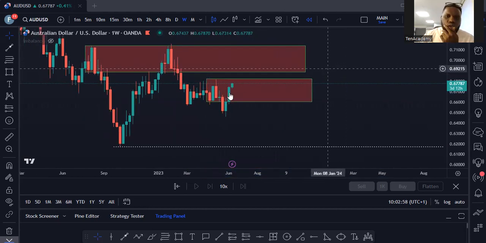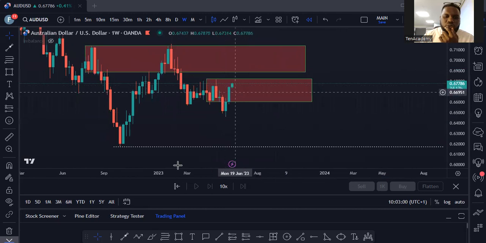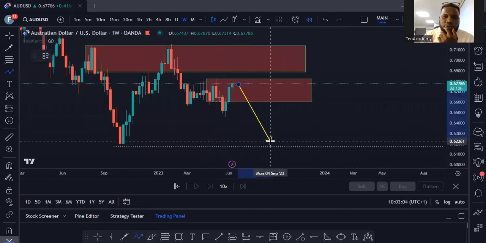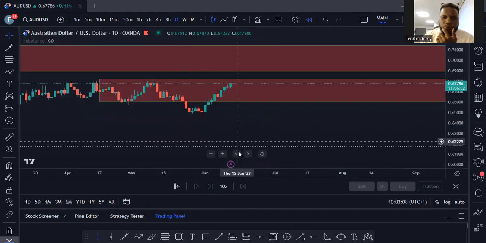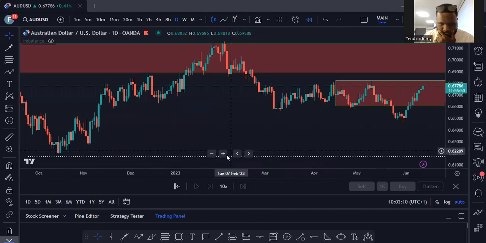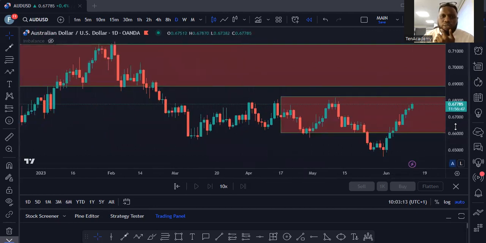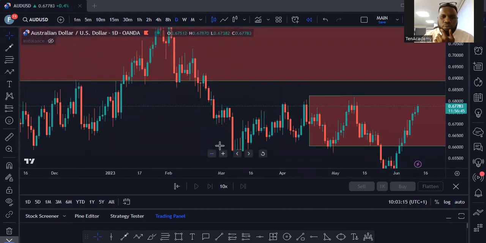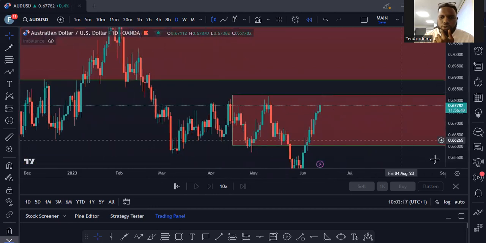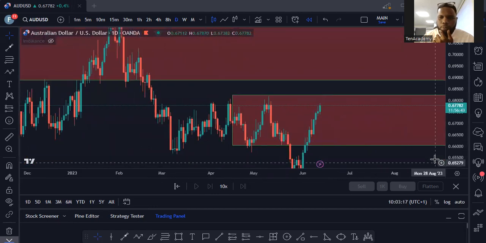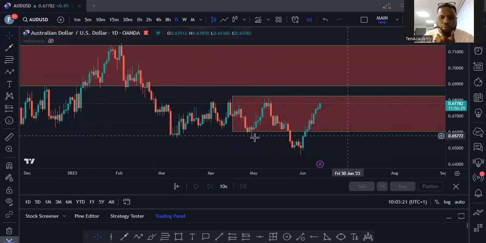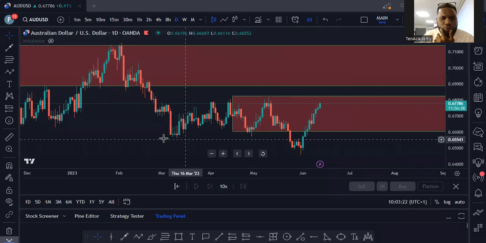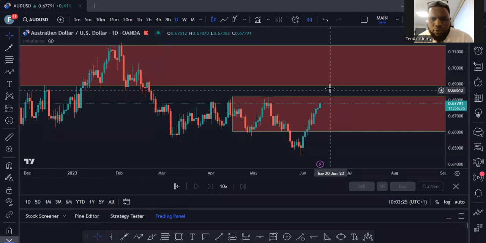Okay, supply zone. In this supply zone, we can be looking for possible sell setups inside the supply. But let's go to lower time frame and get more perspective of what price is doing. Now, this is the daily time frame. Let's look at it properly. This daily time frame. And on daily time frame, what are we saying?